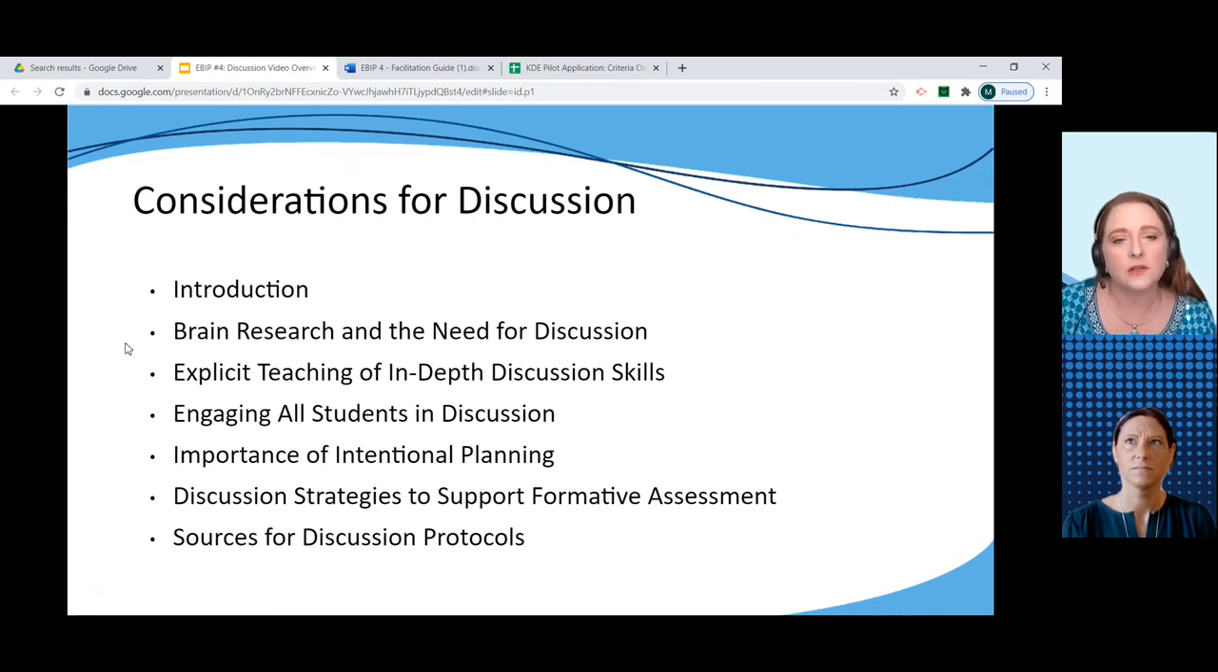The next 2 sections take a closer look at how teachers can deepen student understanding of content through intentionally planning for discussion using equitable protocols and questioning stem considerations. Section 6 takes a closer look at some targeted strategies to support the formative assessment process. And finally, as I mentioned before, that last section contains links to discussion protocols commonly used in education to elicit discussion before, during, and after instruction.